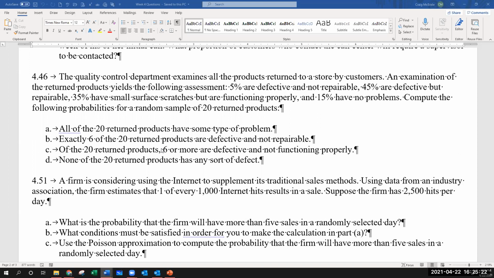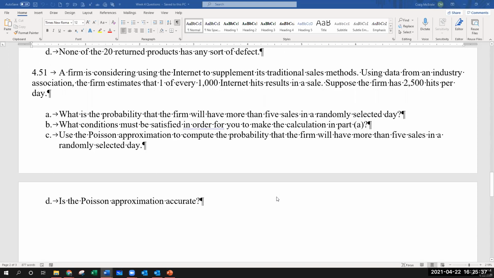All right, Catherine, you're still off mute. Do you have another question? No, just 4.51 and I assume that's where we're headed next. I assume we're done with 46 since we've gone over all of them. All right. So let's move on. Yeah. 4.51.